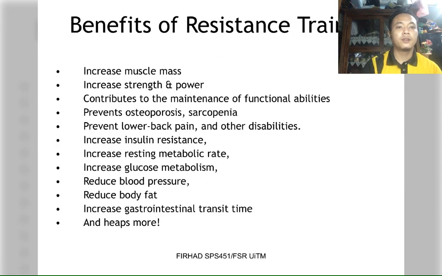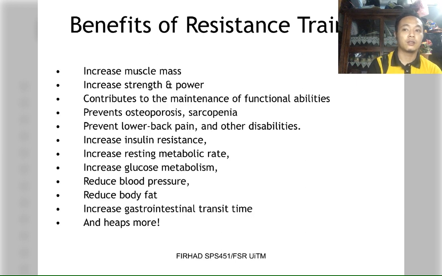Next slide is benefits of resistance training. First point is increase muscle mass. Next point is increase strength and power. Point number three is contribute to the maintenance of functional activity, functional ability. When we talk about functional ability, it is the activity that you do in daily life. That is functional abilities. And then next point is prevent osteoporosis and sarcopenia.